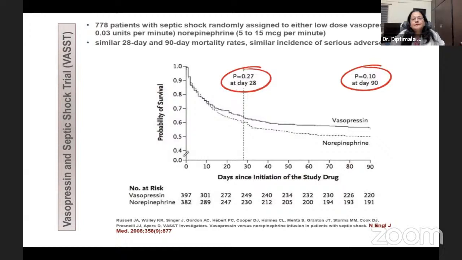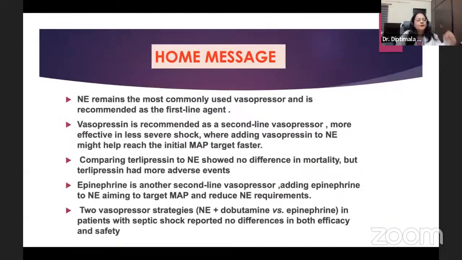So you can see the days since initiation of study drug and probability of survival. Vasopressin and norepinephrine are almost similar in incidence of adverse events. So the message you take bedside to your hospital, to your clinics, is that norepinephrine remains the most commonly used vasopressor and is recommended as the first-line agent.